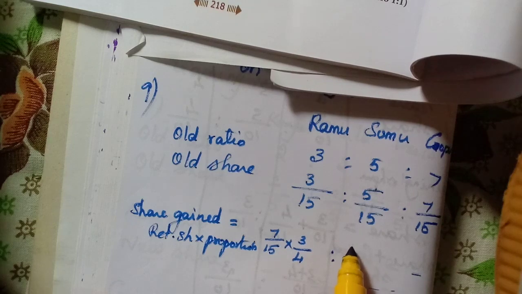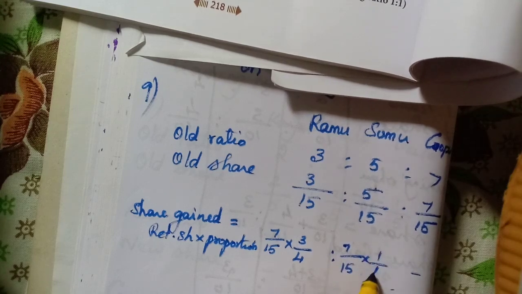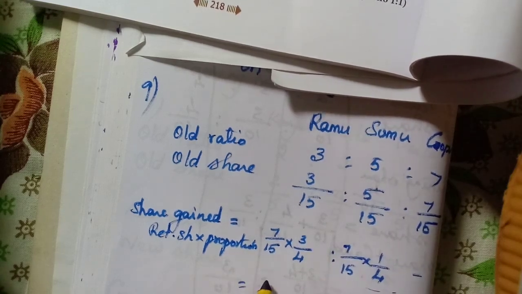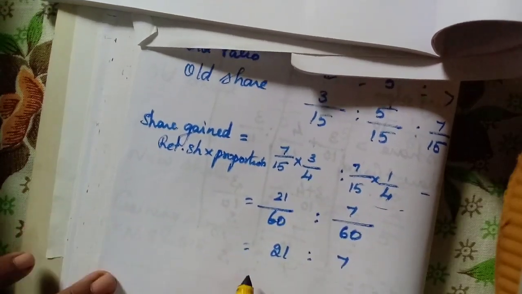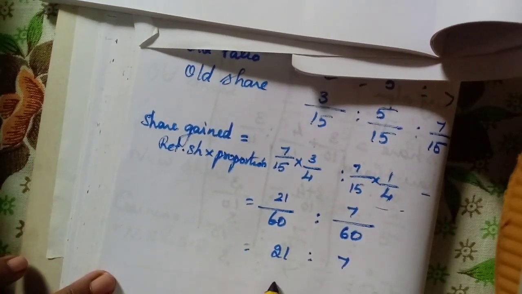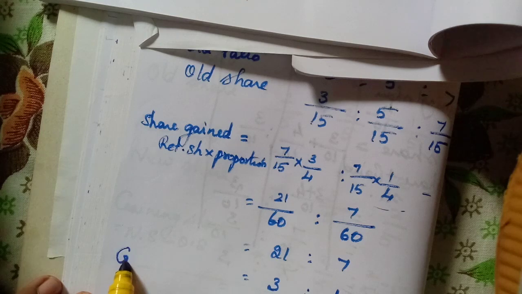Okay, here the same thing. So 7/15 into 1/4. So 7 3s are 21, 15 4s are 60, 7 1s are 7, 60. So 21:7. So we can simplify, isn't it? 7 3s are 21. So it is equal to 3:1. This is the gaining ratio.